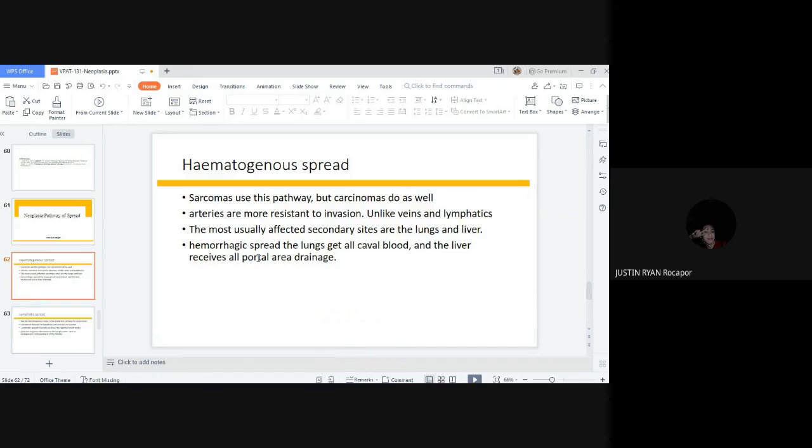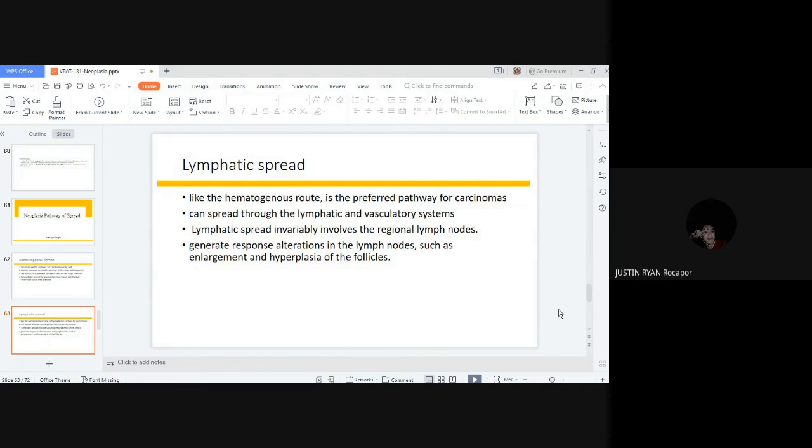In hematogenous spread, the lungs get all caval blood, and the liver receives all portal area drainage. The lungs and liver are the most commonly involved secondary sites in such hematogenous spread. Lymphatic spread. This lymphatic spread is like the hematogenous route for sarcomas. Lymphatic spread is the preferred pathway for carcinomas.